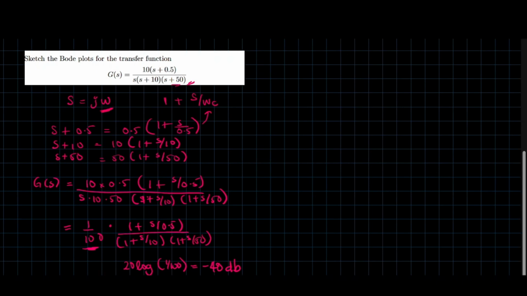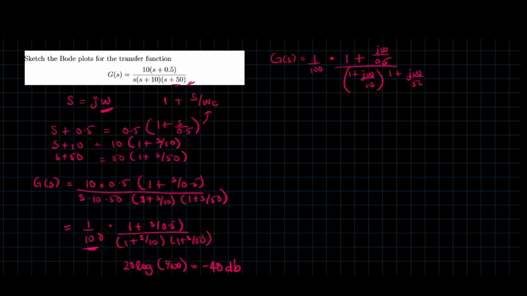Now we're substituting s equals to jw. So at every point we're going to have G of s equals 1 over 100. That'll be at the top to become 1 plus jw over 0.5. The bottom will become 1 plus jw over 10, and here will also be 1 plus jw over 50. And oh yeah, sorry, I forgot the s that was out here. So the s will be here, so it's G of jw.